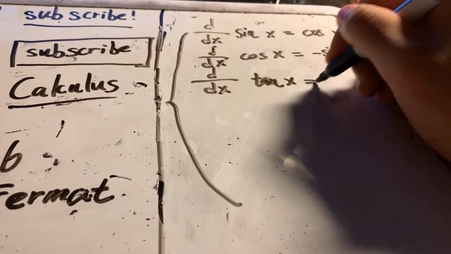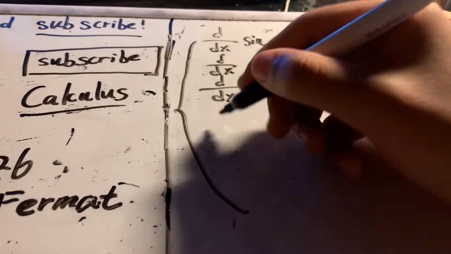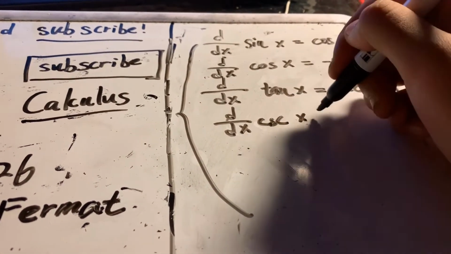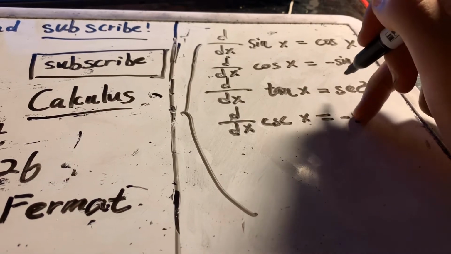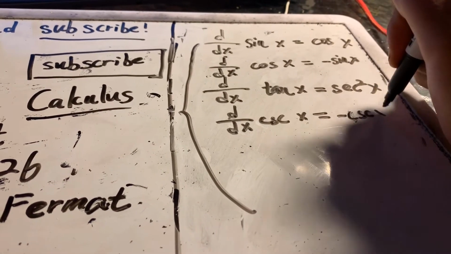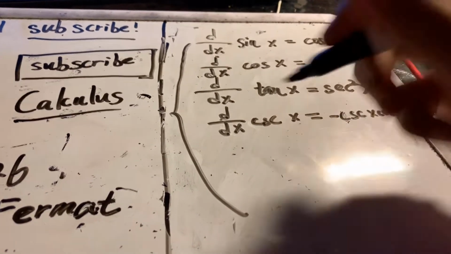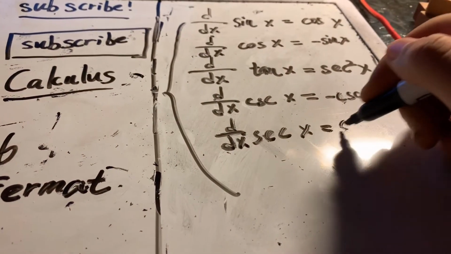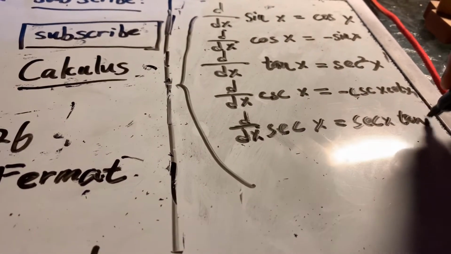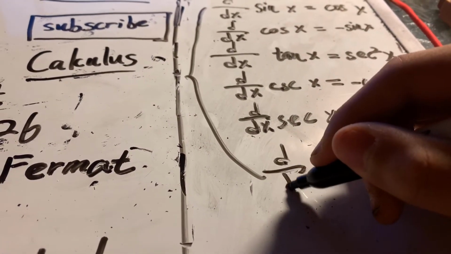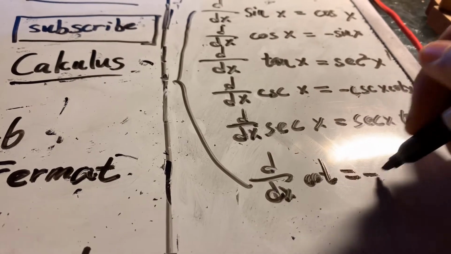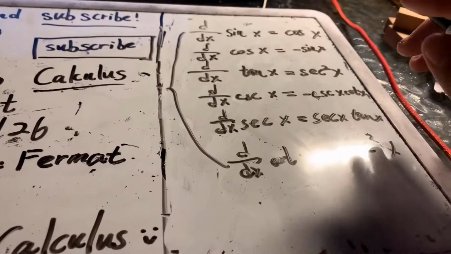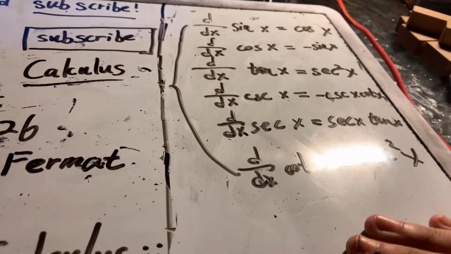The derivative of tan x is secant squared x. The derivative of csc x is negative csc x cot x. The derivative of secant x is secant x tangent x. The derivative of cot x is negative csc squared x. Okay, so these are the formulas of trigonometry.